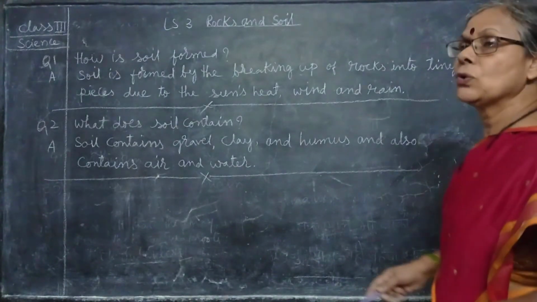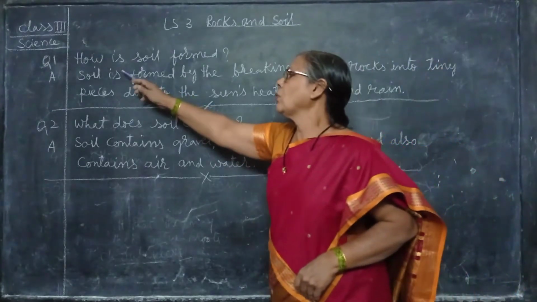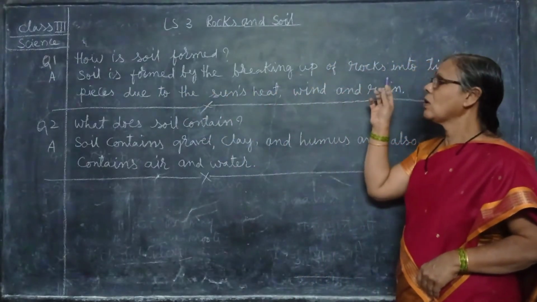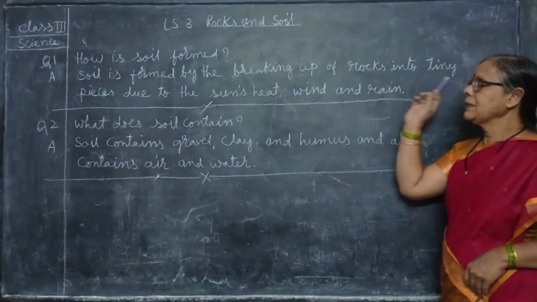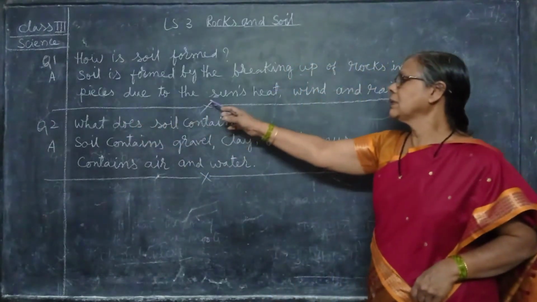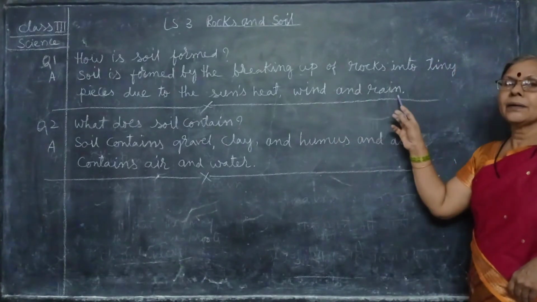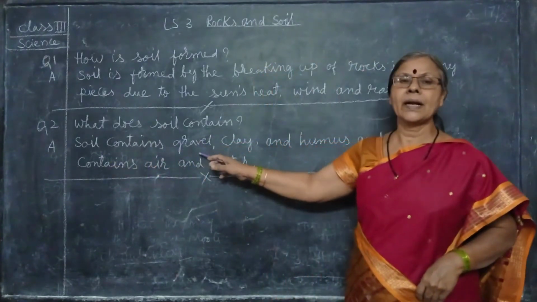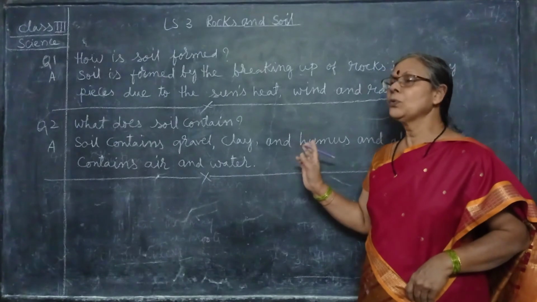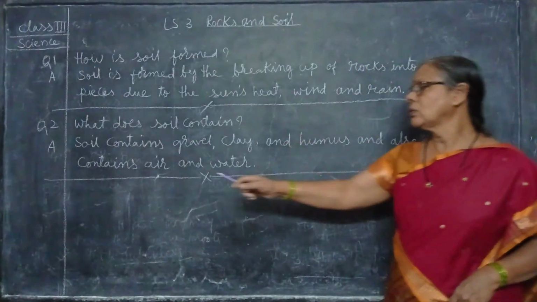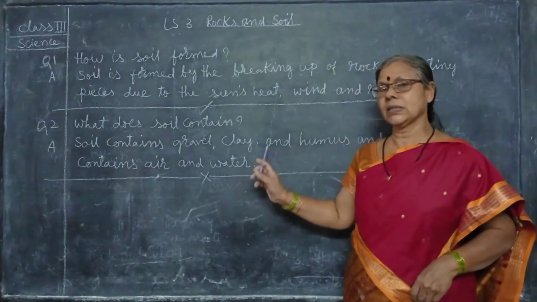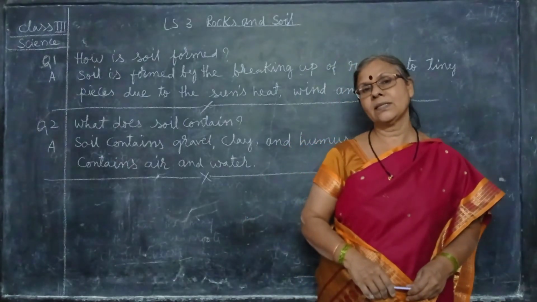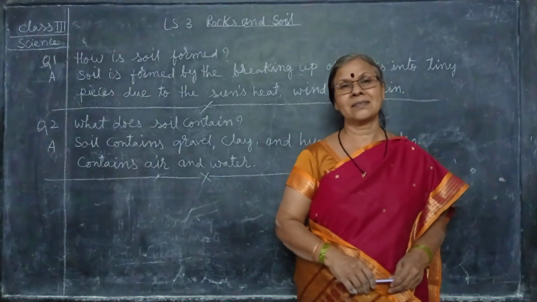Once again, you also repeat when I am reading these question answers. How is soil formed? Soil is formed by the breaking up of rocks into tiny pieces due to the sun's heat, wind and rain. What does soil contain? Soil contains gravel, clay and humus, and also contains air and water. Write these two question answers, and in the next class we'll write a few more questions and answers. Thank you.